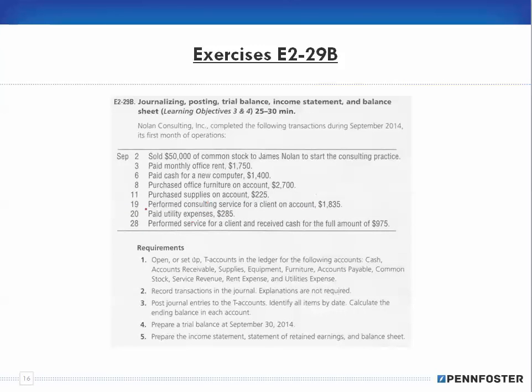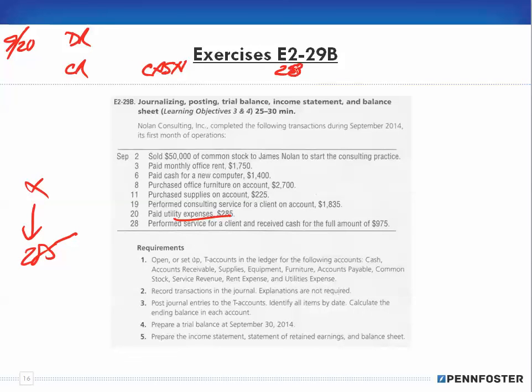Okay, let's see here. 920. Paid utility expenses. Am I affecting cash? Yes. Is my cash increasing or decreasing? It's decreasing because I'm paying out $285. So that means I'm going to credit cash for $285. And I'm paying my utility expense. Well, I know that is one of my expense accounts, so utility expense, $285. Okay, simple as that.